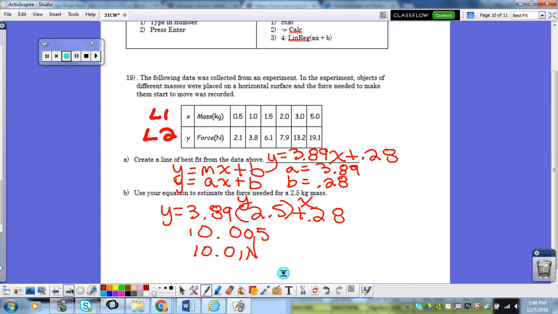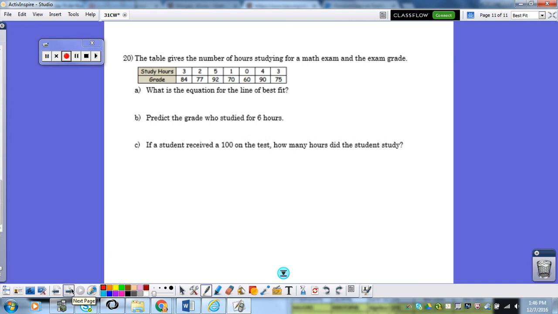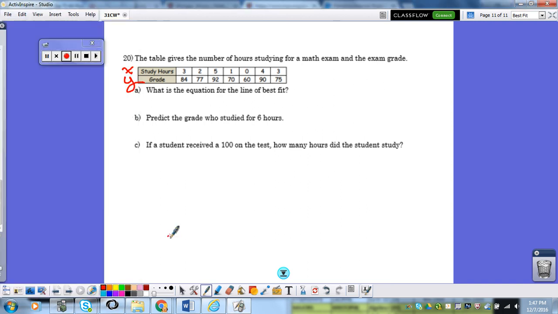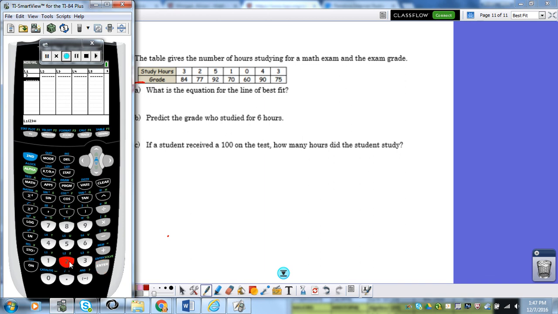Okay, number 20. The table gives the number of hours studying for a math exam and the exam grade. So you've got to figure out what's your X and what's your Y. The number of hours that you study will predict your grade. That means study hours is X, grade is Y. Whenever you want to enter data, you hit stat, go to edit, go up, press clear, down. Then go to L1, press clear, down. Then you enter your X into L1 and Y into L2, so 3, enter, and so forth.